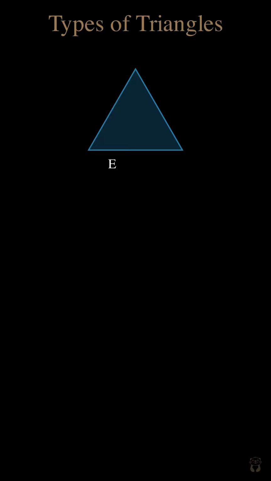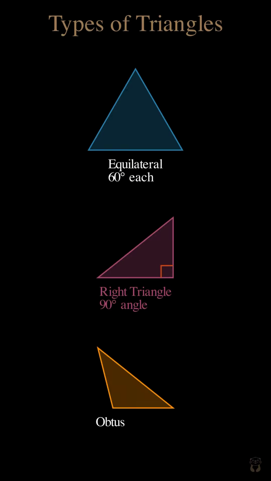There are different types of triangles. Let's look at 3 of them. We have an equilateral triangle where all angles are 60 degrees, a right triangle with one 90-degree angle, and an obtuse triangle with one angle greater than 90 degrees. The Pythagorean theorem applies only to right triangles with a 90-degree angle. Let's focus on this special triangle.